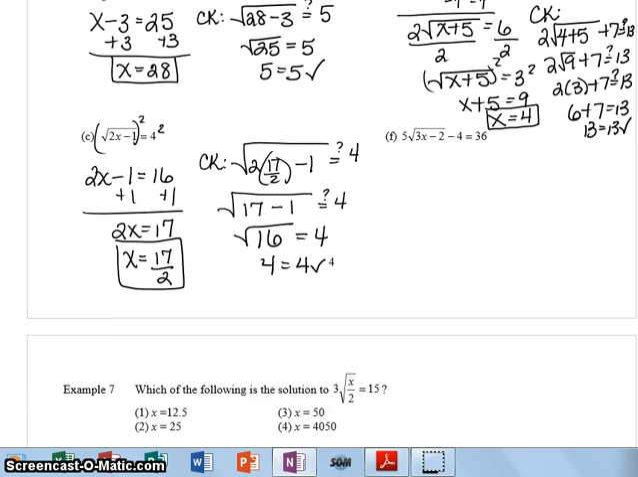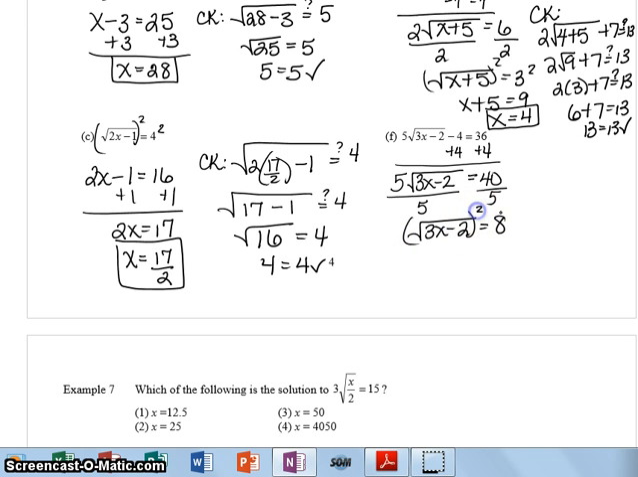Okay. All right. Last one here, part F. I add 4 to both sides. And I get 5 times the square root of 3x minus 2 is equal to 40. Divide both sides by 5. And I'm going to get that the square root of 3x minus 2 is equal to 8. Square both sides once that radical is isolated. And I'm going to get 3x minus 2 equals 64.